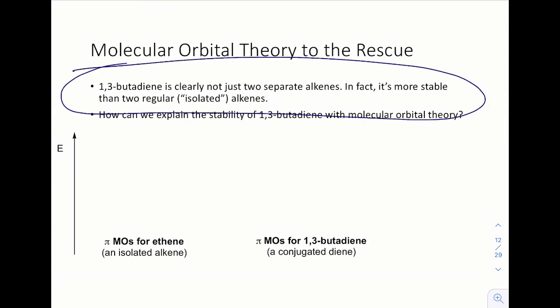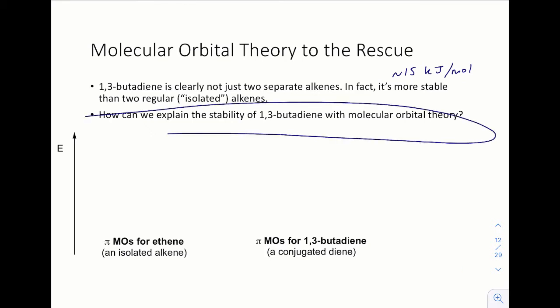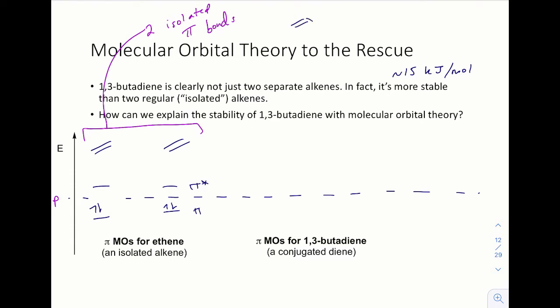1,3-butadiene is clearly not just two separate alkenes. In fact, it's more stable than two regular isolated alkenes. If we look at the heats of hydrogenation data, it is about 15 kilojoules per mole more stable than two isolated alkenes. So how can we explain the stability of 1,3-butadiene with molecular orbital theory? As we said, it is not what we predicted, where there are just two degenerate pi and pi star orbitals. And this is because all four adjacent atoms of 1,3-butadiene have p-orbitals overlapping to form pi bonds.